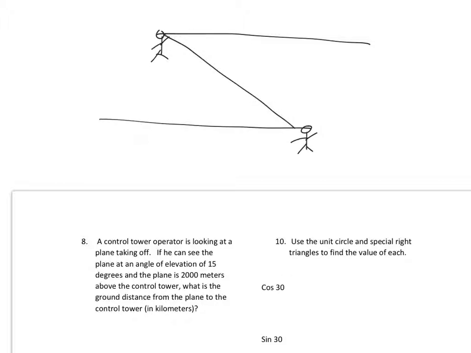Connect them. This right here is equal to this because they're alternate interior angles, and their angles are adjacent to the horizontal lines. So this is called an angle of depression because you're looking down, and this is the angle of elevation. So when you have these types of problems, draw the right triangle that corresponds.